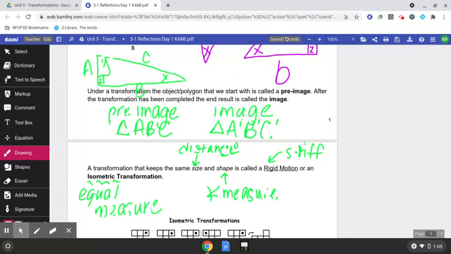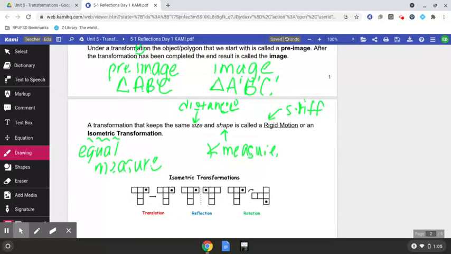So this is kind of what we did in that example where we slid something, flipped it, and turned it. The specific names of these transformations: when we slide something, it's called a translation. When we reflect it, we flip it, which is what you worked on yesterday. And when we rotate something, we turn it. Okay, these are all those transformations. So what we're going to focus on today is that middle one, that reflection.